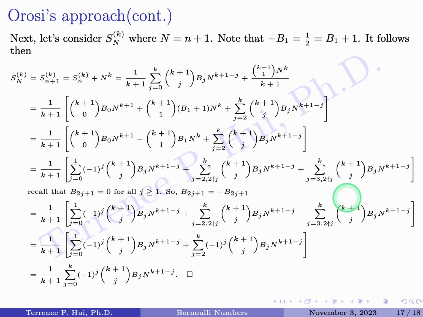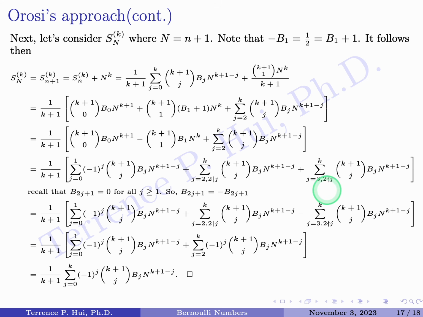What happens to the rest? Well, that's the odd index. The odd indices start with 3, right? Because here we started with j equal to 2, so here we start with j equal to 3. All the odd indices, this is a fancy way of saying that j is not divisible by 2. So whenever j is not divisible by 2, all the odd indices, I'm going to lump them together like this.